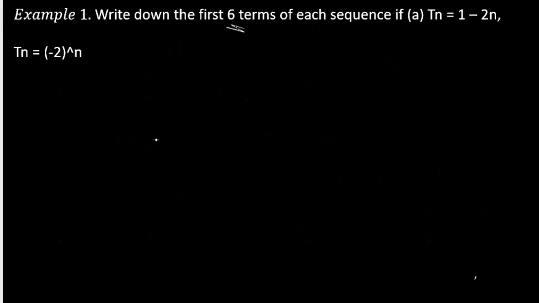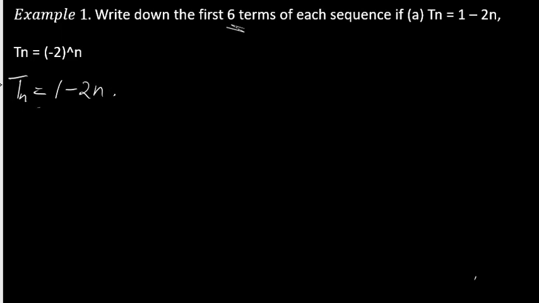Now let's look at this. They are asking us to write down the first 6 terms of each sequence if the nth term of that sequence is 1 minus 2n.